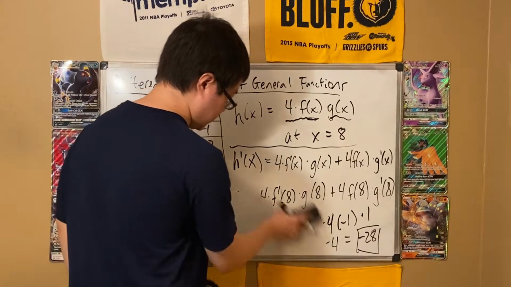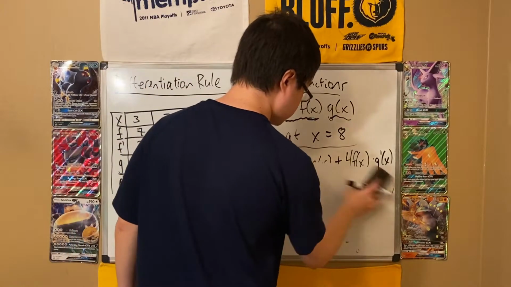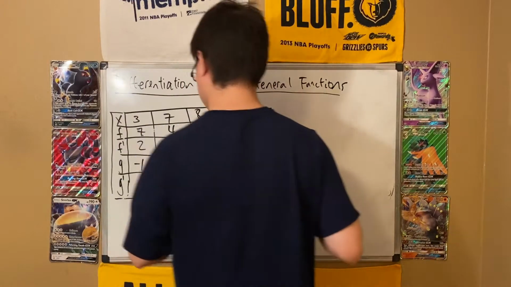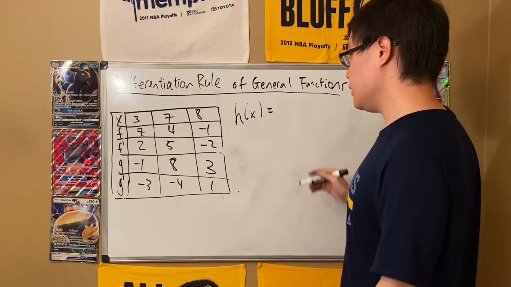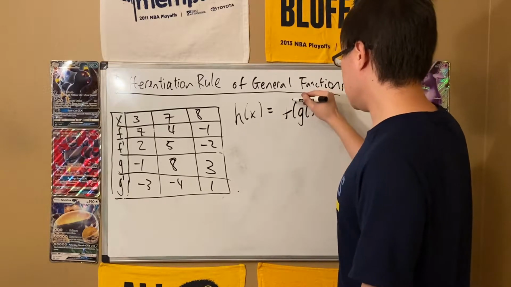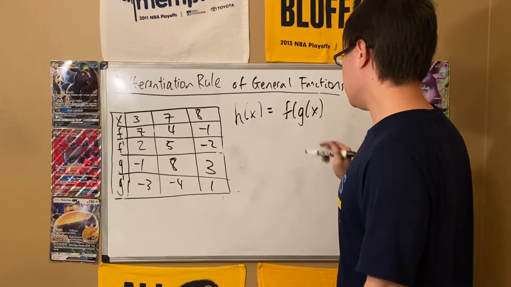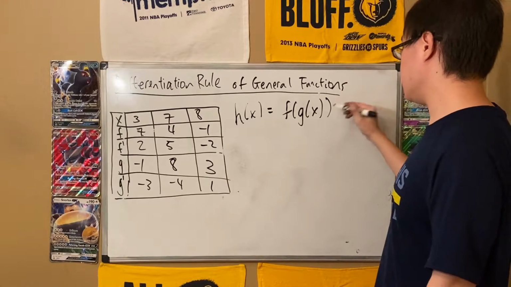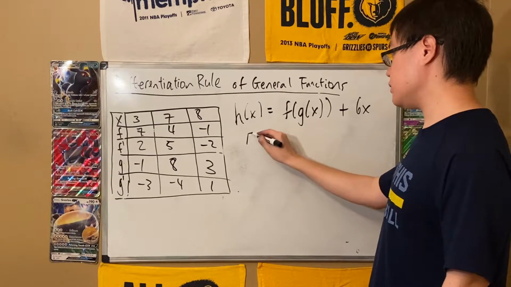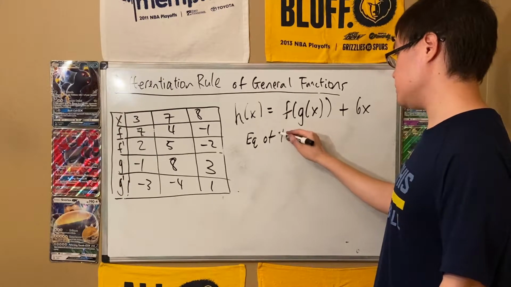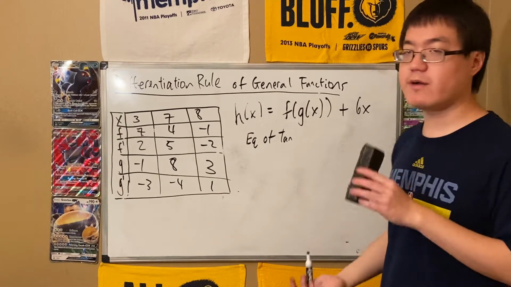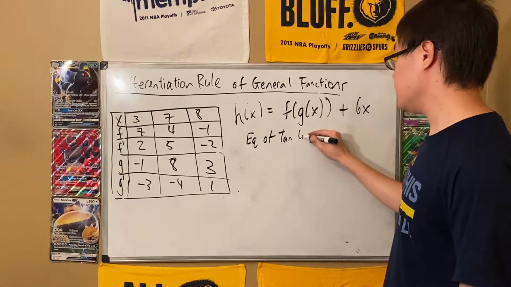So let me just erase this guy again. Let's do maybe 2 more questions using this table. So the next one I'm going to do is f of g of x, then I'm going to add 6x at the end of this. And what I'm going to do is find the equation of the tangent line. So I'm going to up the ante a little bit. I'm not just finding h prime of a certain number. I'm going to try to find the equation of the tangent line.